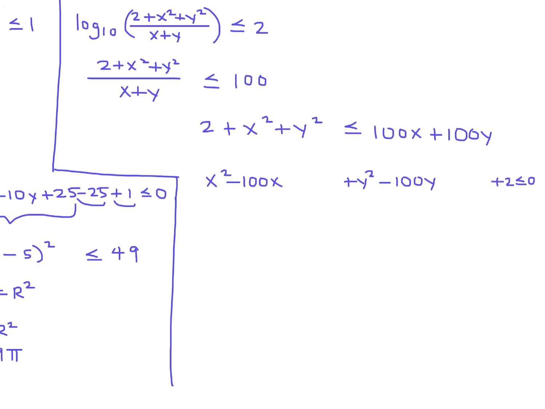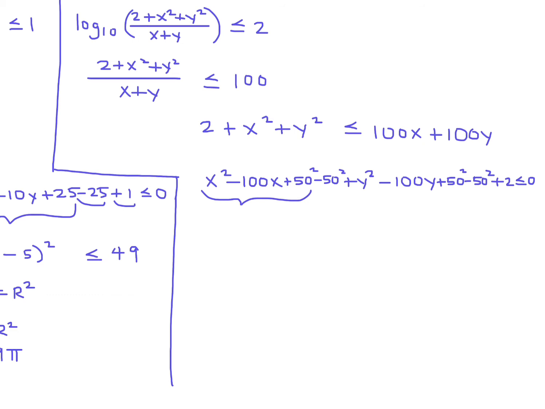Now we're going to complete the square. So just as before, take half the coefficient, which in this case is minus 50, and square it. So that's going to be 50 squared, and then subtract 50 squared. And same thing over here, add 50 squared and subtract 50 squared. Okay?